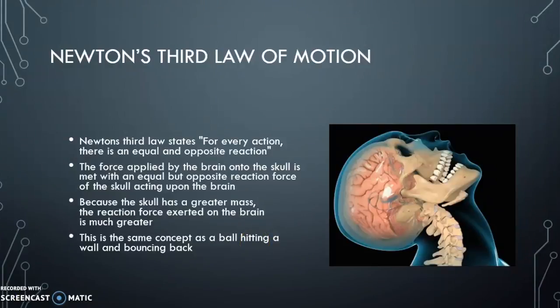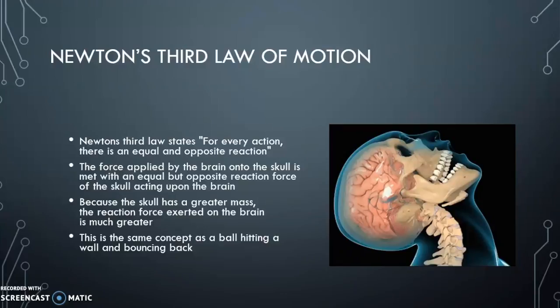Newton's third law states, for every action there is an equal and opposite reaction. As the brain accelerates towards and eventually hits the opposite side of the skull, it bounces off the skull's inner surface. This is explained by Newton's third law. The force applied by the brain onto the skull is met with an equal but opposite reaction force of the skull acting upon the brain.